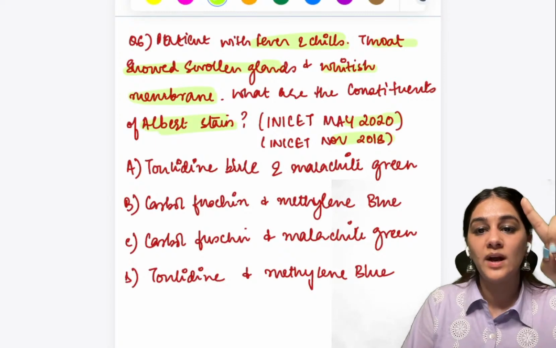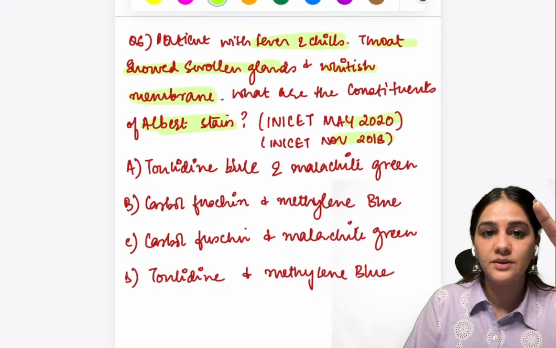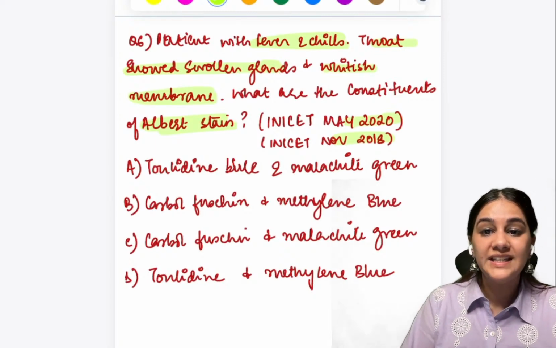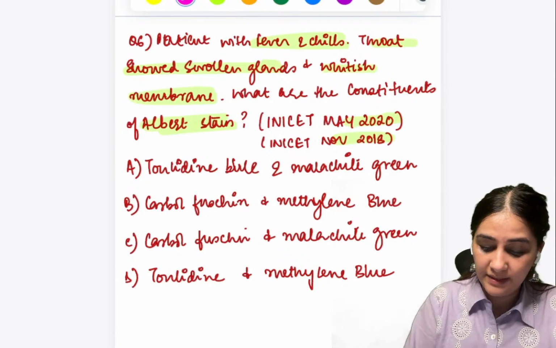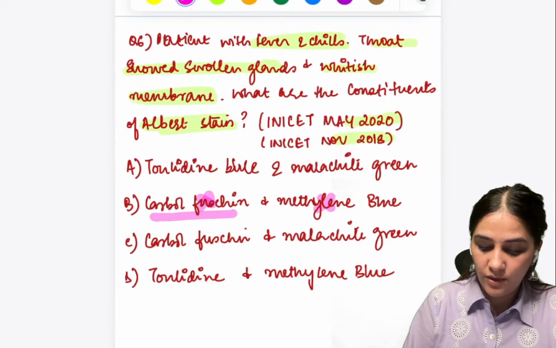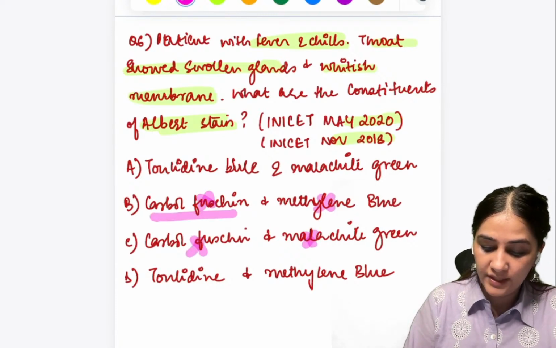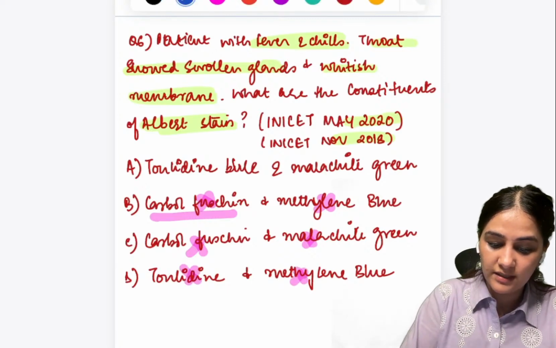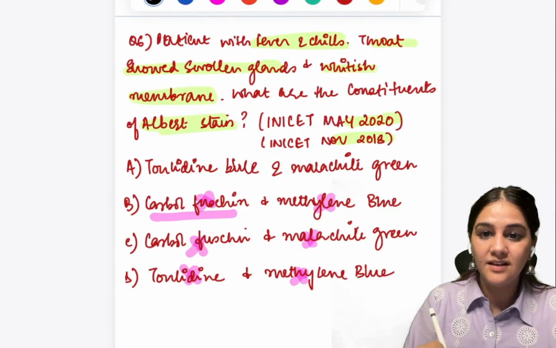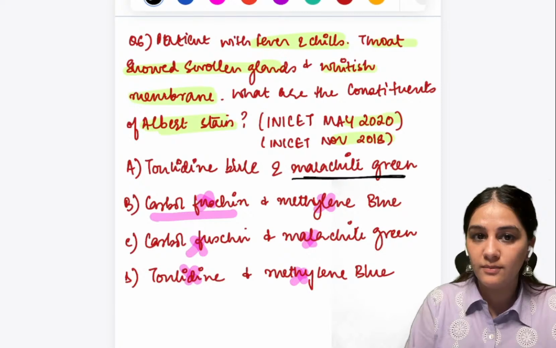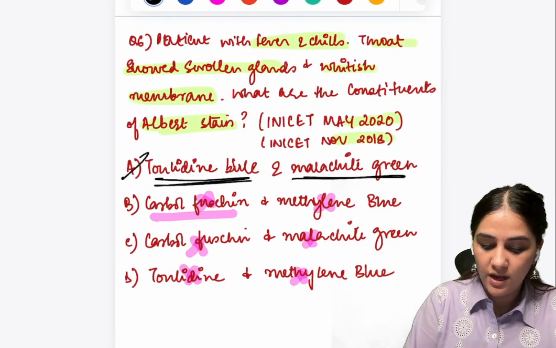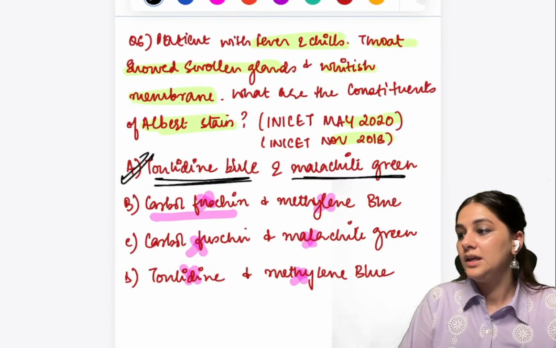So, remember Albert 1 and Albert 2. What was in Albert 1? Albert 1 had toluidine blue and malachite green. Did it have carbol fuchsin? No, it didn't have carbol fuchsin. Did it have methylene blue? No. No carbol fuchsin, no methylene blue. So what are the structures that are seen there? So we see green bacilli, so malachite green, and we see blue metachromatic granules, so toluidine blue. So our answer here is going to be A.